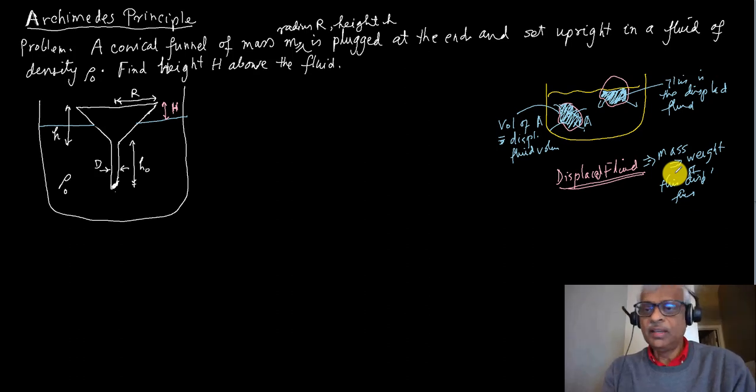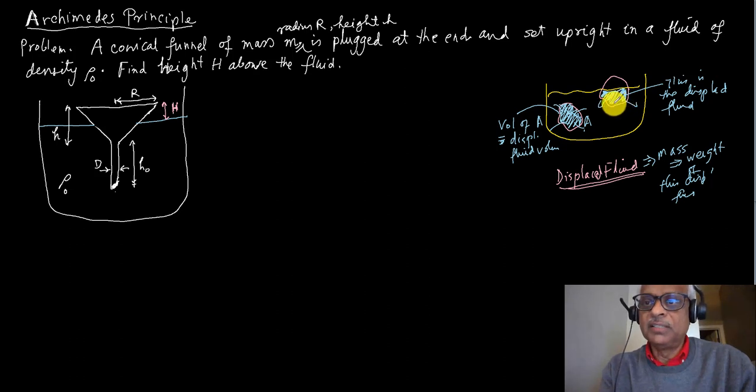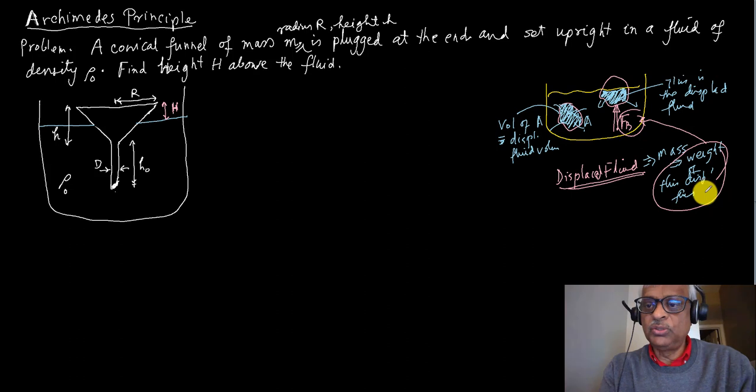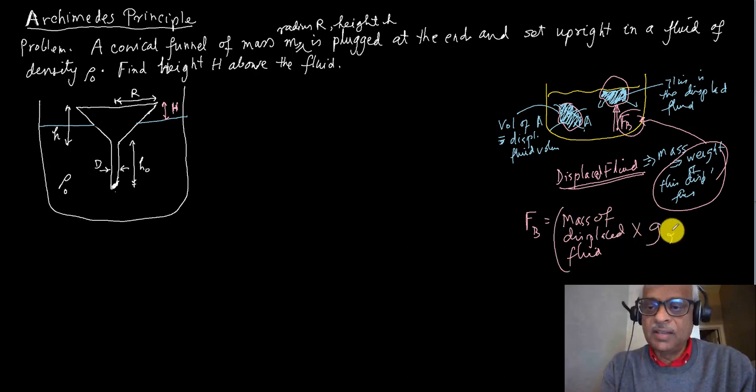So Archimedes Principle is that when you submerge something in a fluid, there is an additional force. We can say there's a force of buoyancy that's equal to this thing. Force of buoyancy is upward and has a magnitude equal to that. So force of buoyancy is equal to the mass of displaced fluid times g, upward.